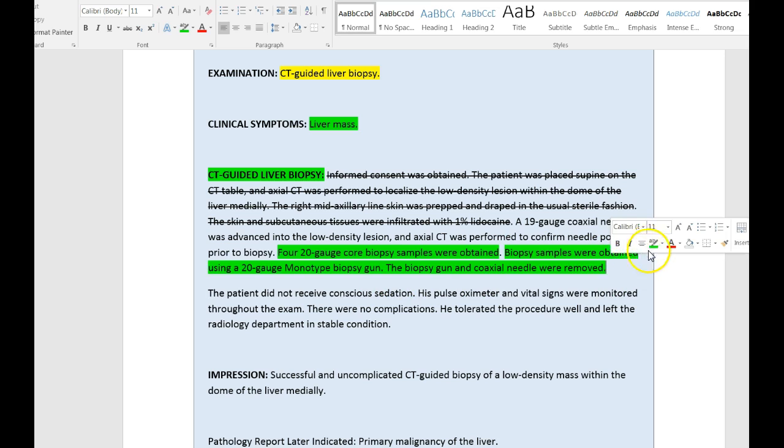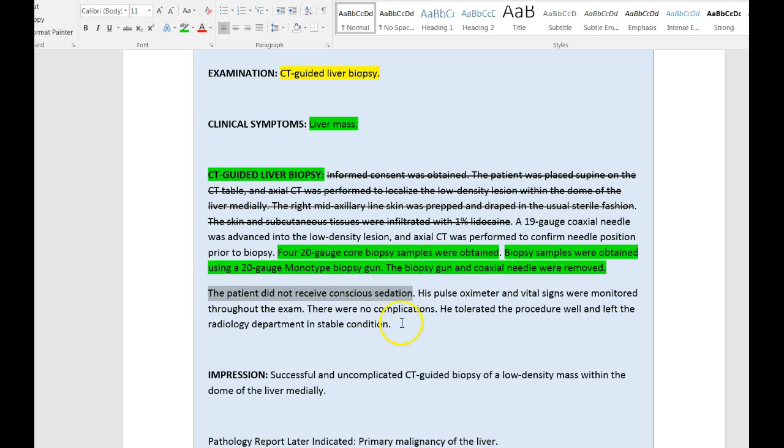Anything that is done with the help of a needle is considered percutaneous. So this is a CT guided liver biopsy done by way of percutaneous injection, or the samples were removed percutaneously with a needle, and the provider used a CT scan to help guide the needle into the appropriate places to remove the mass. It tells us here that the patient did not receive conscious sedation.